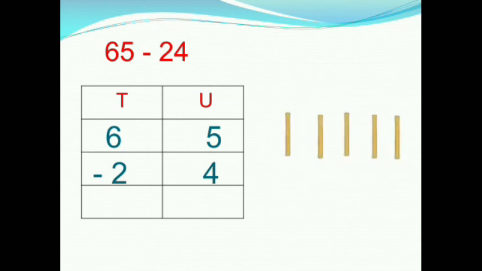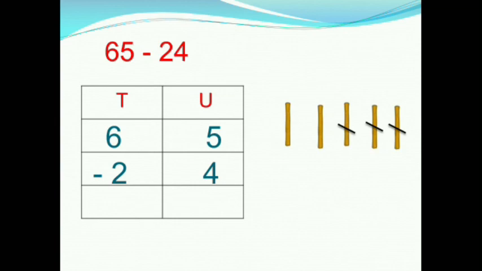Children, now we should subtract 24 from 65. First, we should write the numbers in the vertical column according to place of each digits. First, we should subtract units place digits. They are 5 and 4. First, we have 5. So, we will draw 5 sticks. Next, we have 4. So, we will cut 4 sticks.